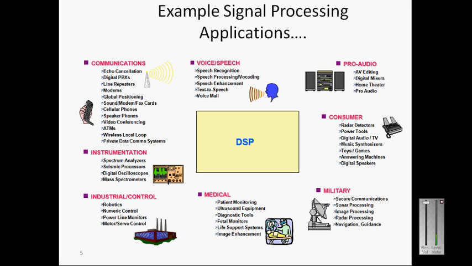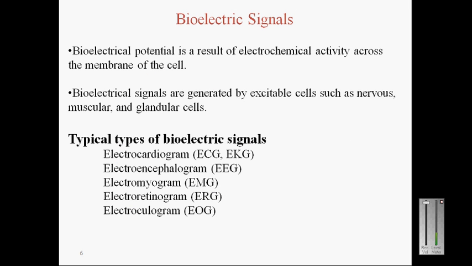In the patient monitoring system, a lot of signal processing techniques are applicable. For example, ECG, EEG and ERG are all part of patient monitoring systems. We have to know the bioelectrical signals. Bioelectrical potential is a result of electrochemical activity across the membrane of the cell. Electrochemical reactions involving calcium ions, sodium ions, etc. are involved in that process. Bioelectrical signals are generated by excitable cells such as nervous, muscular and glandular cells.